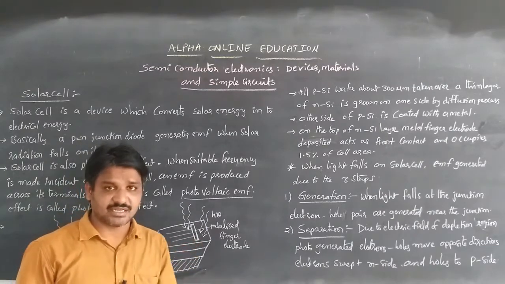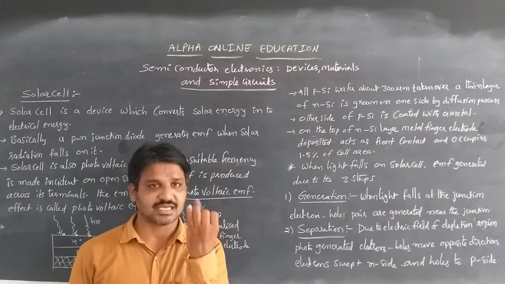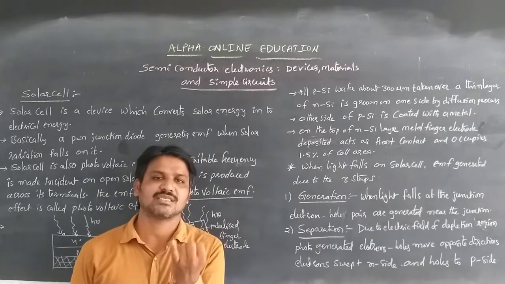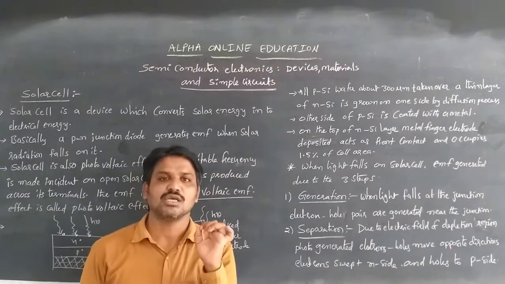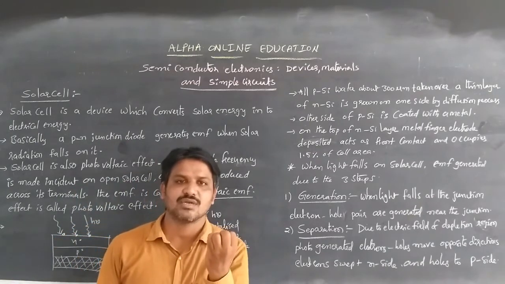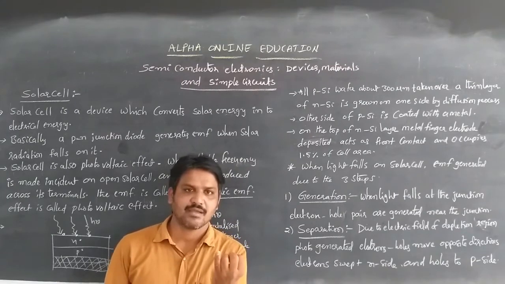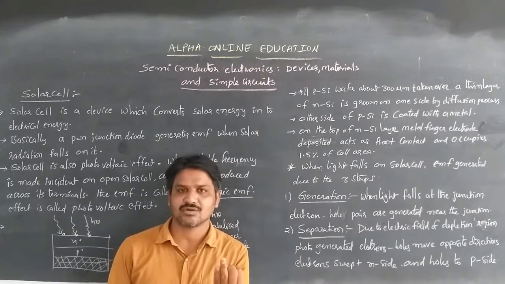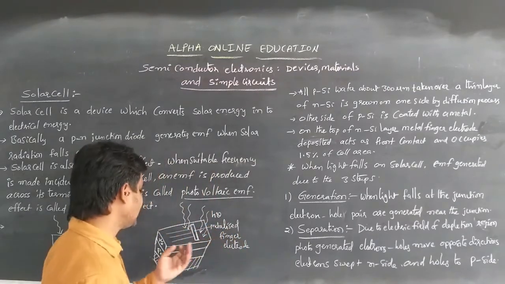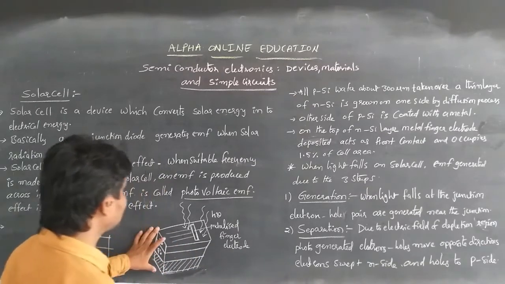EMF is generated in three steps: generation, separation and collection. Whenever light is incident on the solar cell, the EMF is generated, the holes and electrons are separated, and they are collected at the positive and negative terminals. This is the process which is going on.